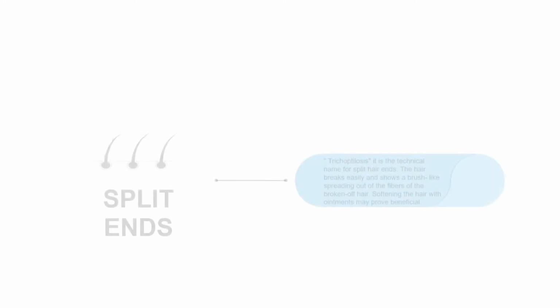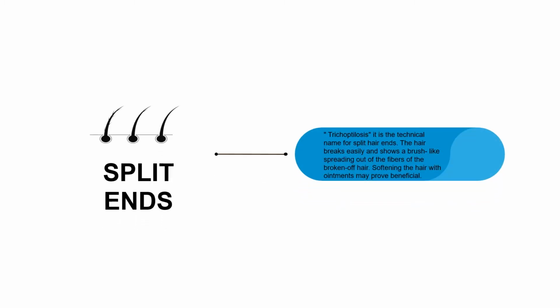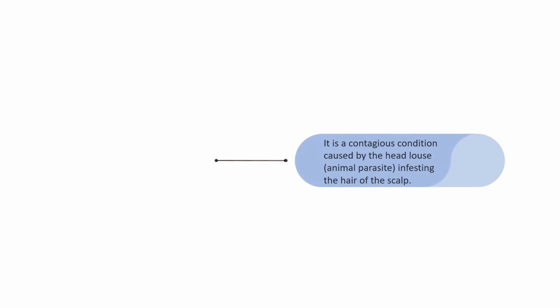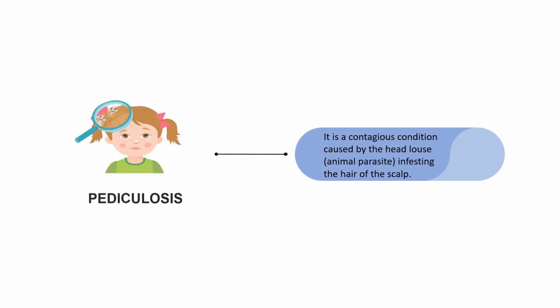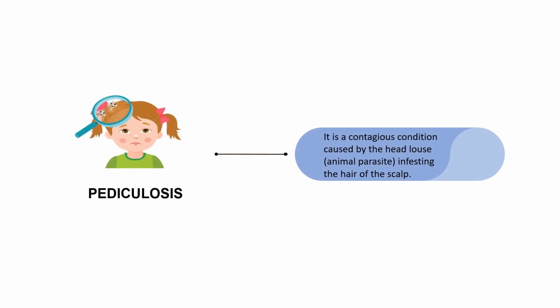Then are your split ends. Trichoptilosis is the technical name for split hair ends. The hair breaks easily and shows a brush-like spreading out of the fibers of broken-off hair. Softening the hair with ointments may prove beneficial. Then is pediculosis. It is a contagious condition caused by the head louse, an animal parasite, infesting the hair of the scalp.